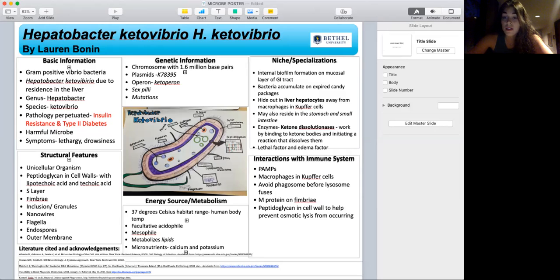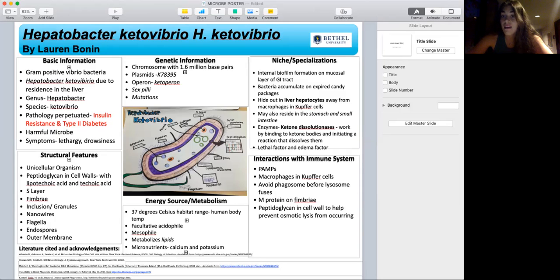The enzymes that work to dissolve the ketone bodies are called ketone dissolutionases. They work to dissolve the ketones. They also have a lethal and edema factor, which again contribute to the pathogenesis. Some of the components of the immune system are that they have PAMPs, so pathogen-associated molecular patterns. But they can do some avoiding of the immune system, and they do this by avoiding the phagosome before lysosome fuses, and they can hide out in those cells near the liver hepatocytes. They also have an M protein on the fimbriae, which prevents them from being engulfed by the macrophages via phagocytosis.